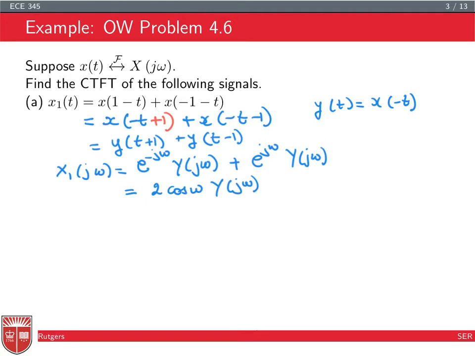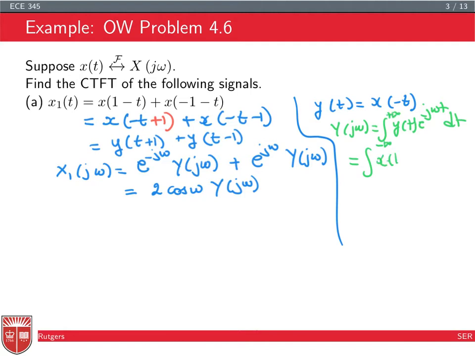Now the question is, what is y of j omega as a function of x of j omega? So if I go back to the definition, this is time reversal, so I'm flipping the time axis. If I apply the formula, y of j omega is the integral of y of t e to the minus j omega t dt. So this is equal to the integral from minus infinity to plus infinity of x of minus t e to the minus j omega t dt.